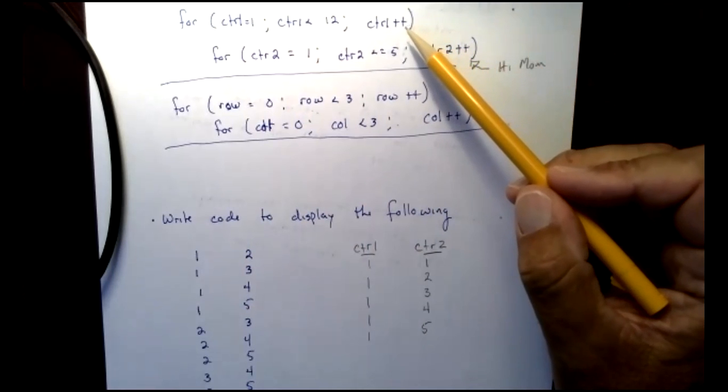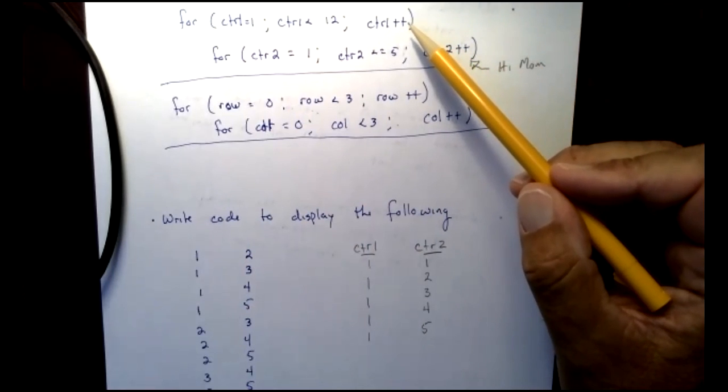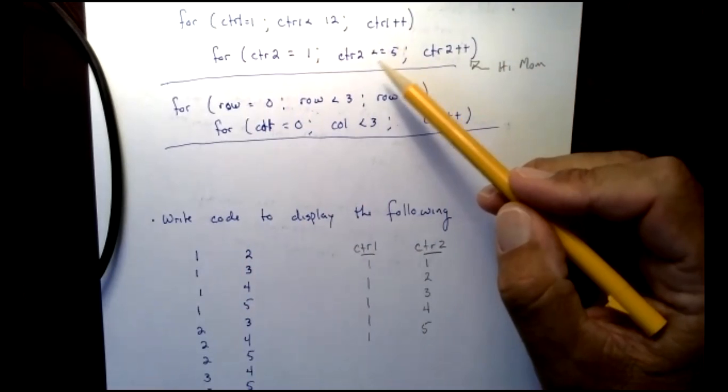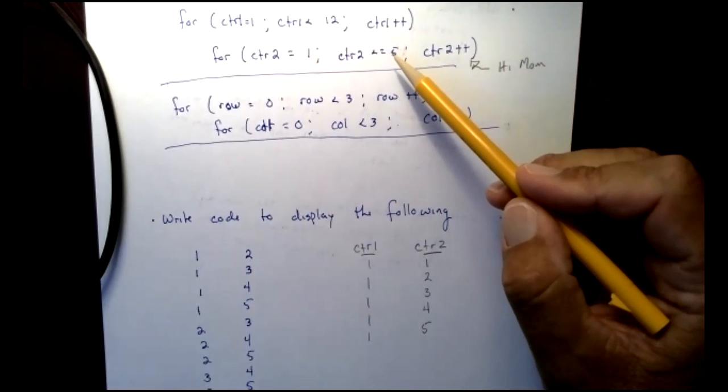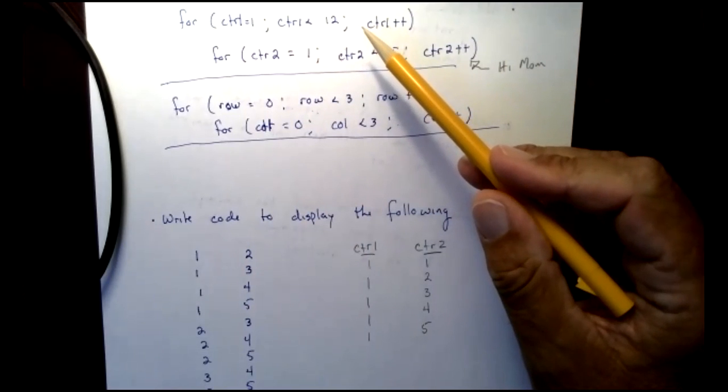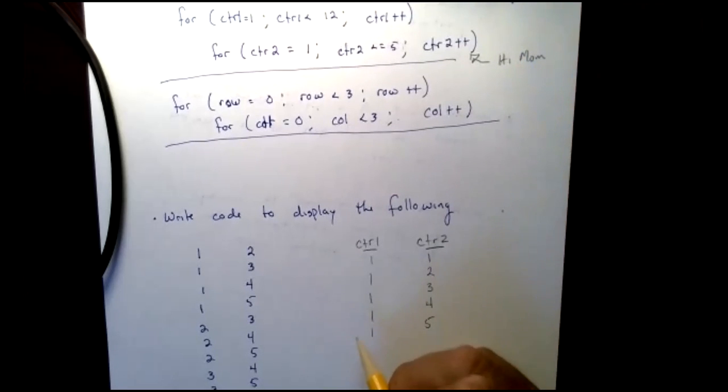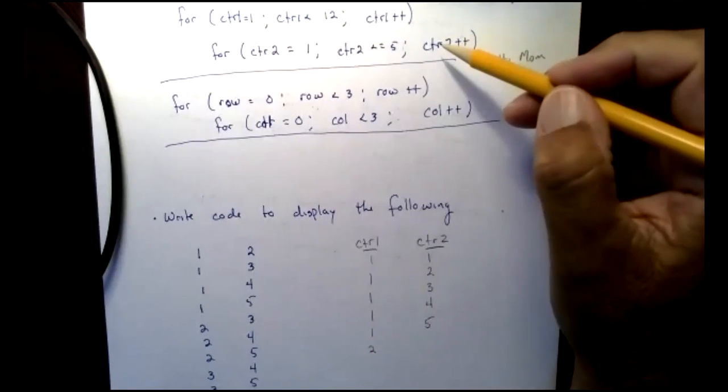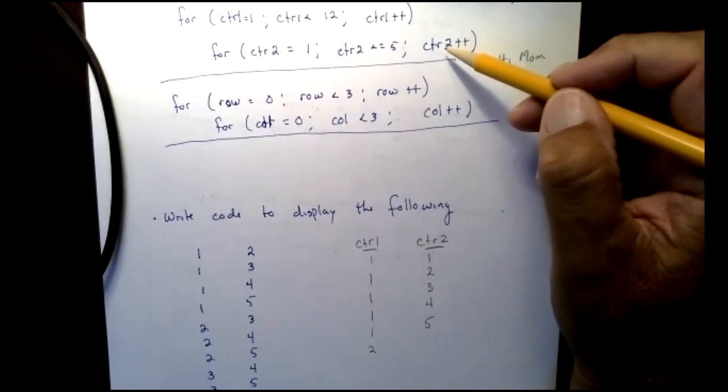So the outer loop starts at 1. The inner loop goes 1, 2, 3, 4, 5 times. Now, when the inner loop's done, what happens? It jumps up to the outer loop. Now, my counter 1 becomes 2, and I start the inner loop all over again.